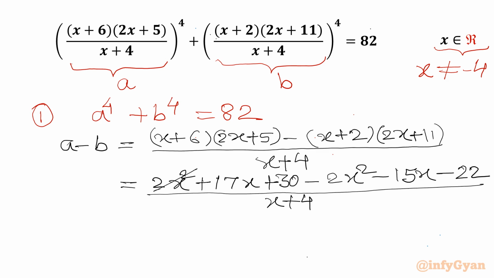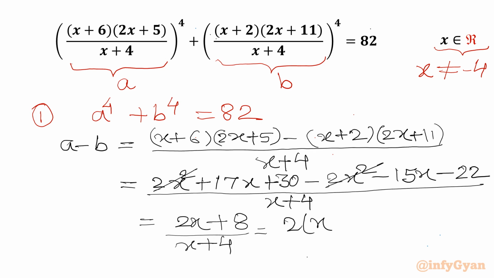Now 2x² and minus 2x² will be over. We get (2x + 8) divided by x + 4. I will take 2 common from the numerator. It will give us x + 4, and the denominator is the same, x + 4. So we'll be having A - B = 2. And this equation I will call equation 2.